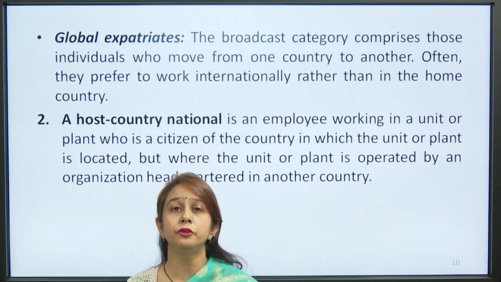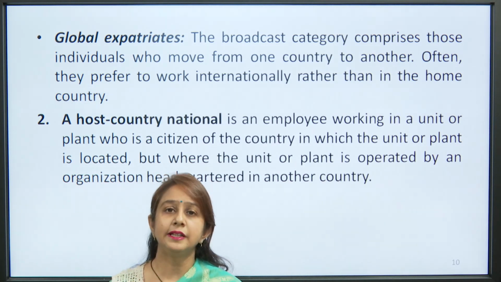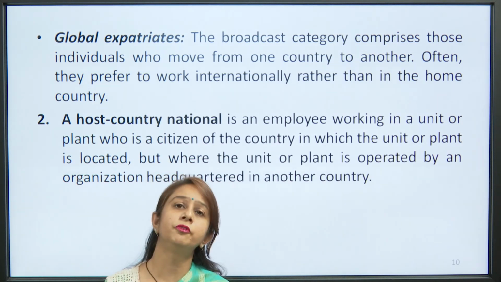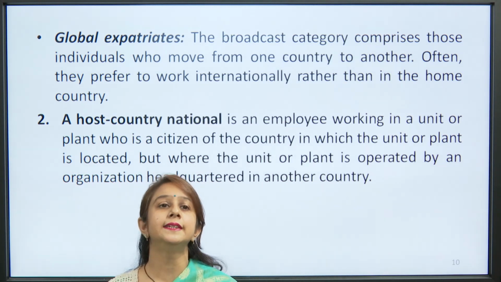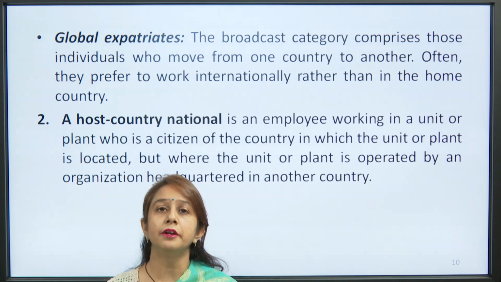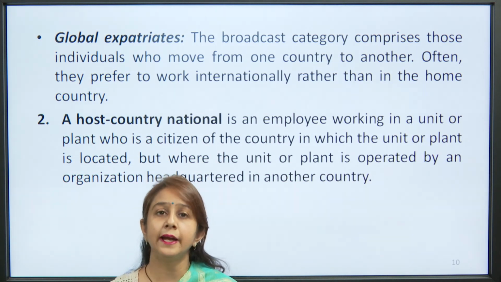Now, I have already told you that you need to check the willingness of the person, whether he is willing to move from one country to another, or willing to increase his career graph in some other country, or whether he is willing to stay in the home country. This willingness is very important when we select the expatriates to be sent into the host country.